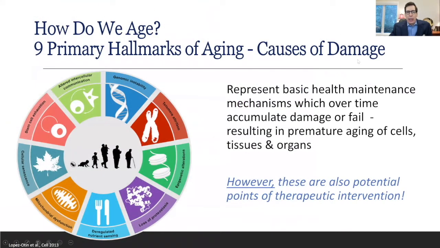So how do we age? You may be familiar with this diagram. These are the 9 primary hallmarks of aging. They represent basic health maintenance mechanisms which over time accumulate damage, are injured, or even fail, and it results in premature aging of cells, tissues, and organs. The good news, however, is that these are also potential points of therapeutic intervention.